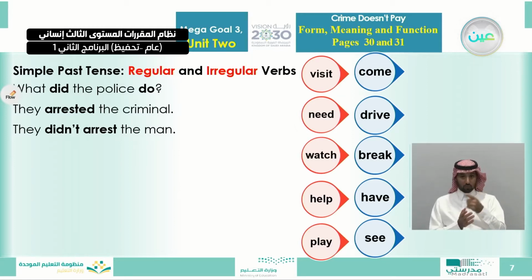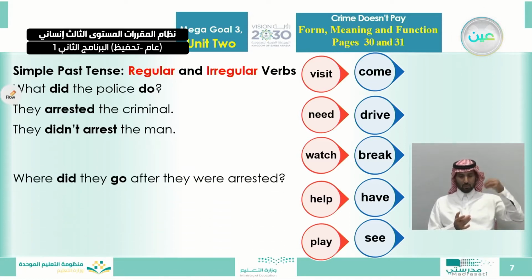So they arrested, they didn't arrest. You can think of other examples, like if you say in the past, I played. If you want to make it negative, you say I didn't play. I went to school, I didn't go to school. I worked here, I didn't work. So when you have "did," you change the verb into the infinitive form.